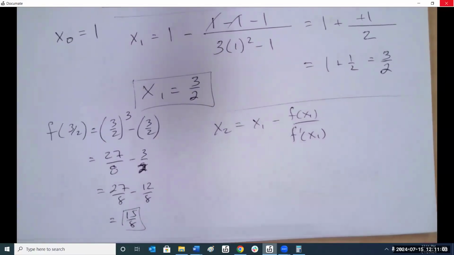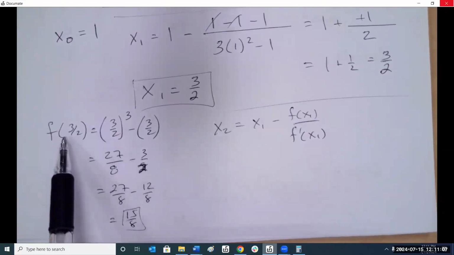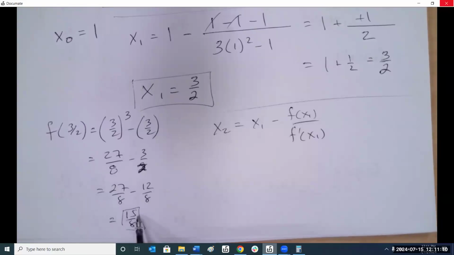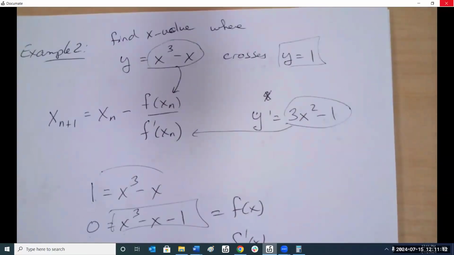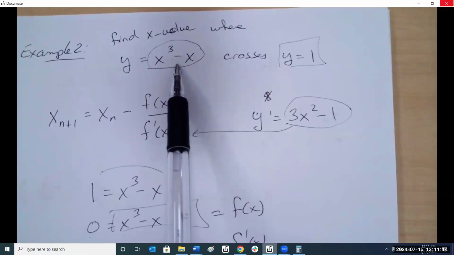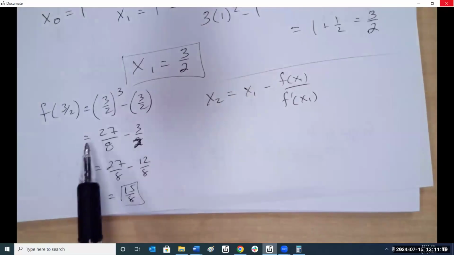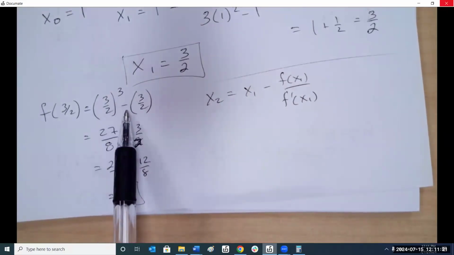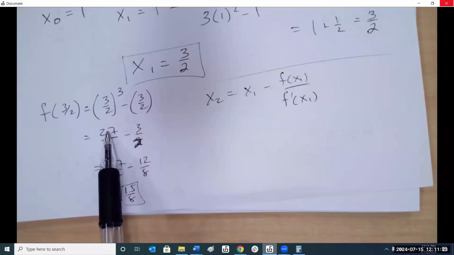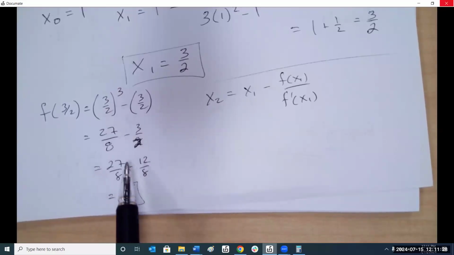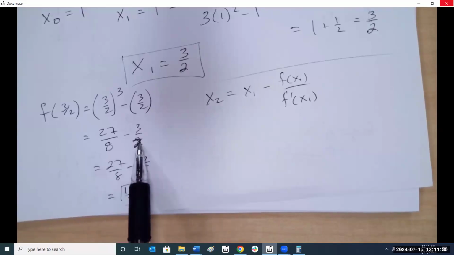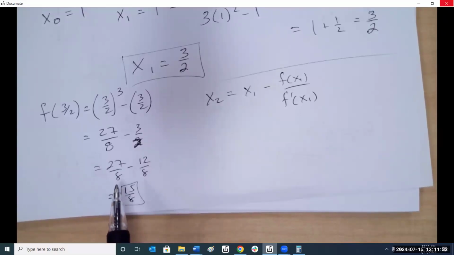Twelve minus eight? Where's that from? Because to find out where our value is, I can plug it back into our original equation. This is 3/2, and that's 3/2. 3/2 cubed minus 3/2. 3 cubed is 27. 2 cubed is 8. In order to subtract these, I have to have a common denominator. The denominator is 8.